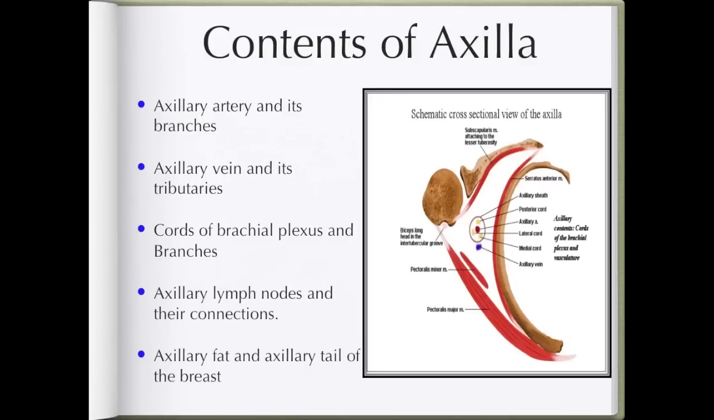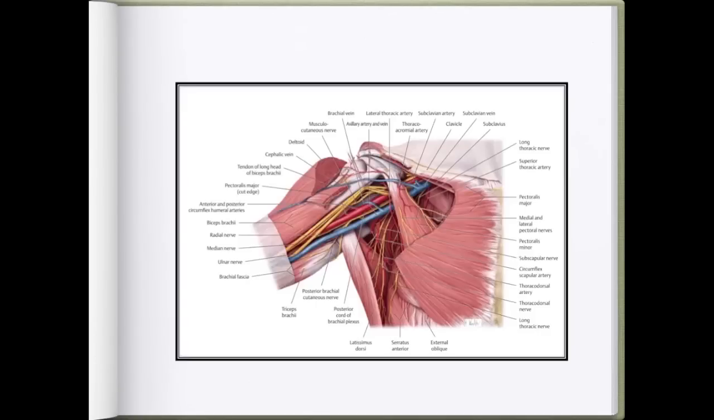Now, these are the contents of the axilla. The axilla contains the axillary artery, veins, cords of the brachial plexus, lymph nodes, axillary fat, and sometimes the axillary tail of the breast. But I'm going to divide the next lecture into these parts, and in the next lecture we'll talk about the brachial plexus in detail.